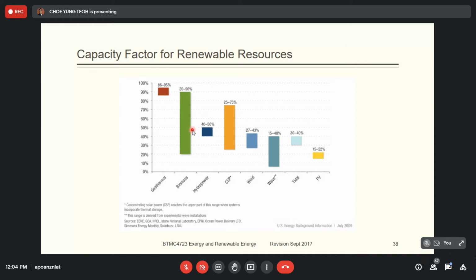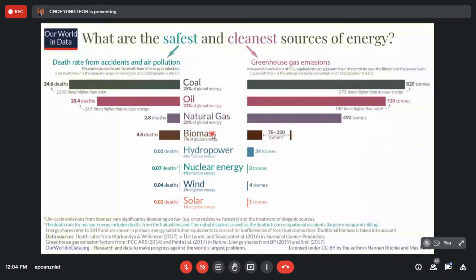Okay, let's continue. These are comparisons of different types of energy resources in terms of safety and in terms of the impact on the surroundings. So we look, coal has the most accidents, okay, followed by oil, natural gas, and biomass. All of these are combustion. So as we know, combustion normally will create a lot of problems in terms of emission and explosion.